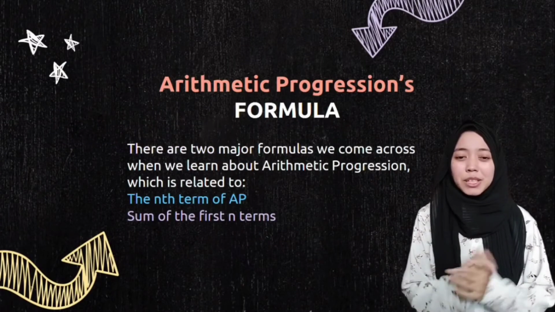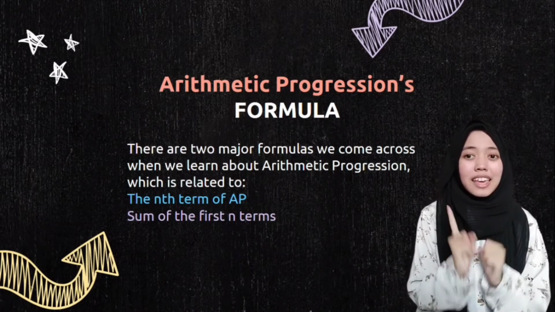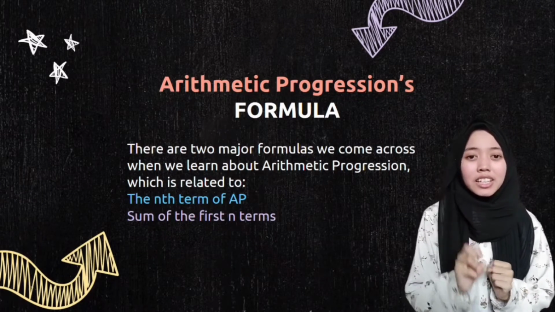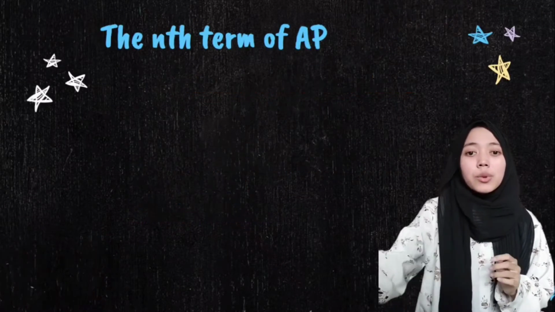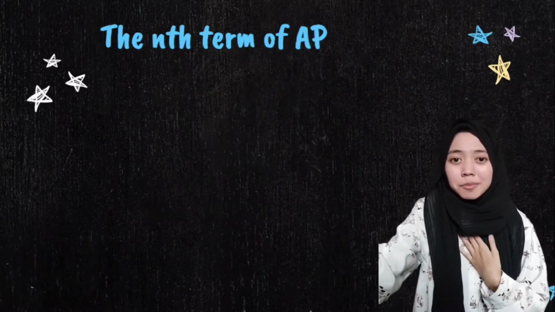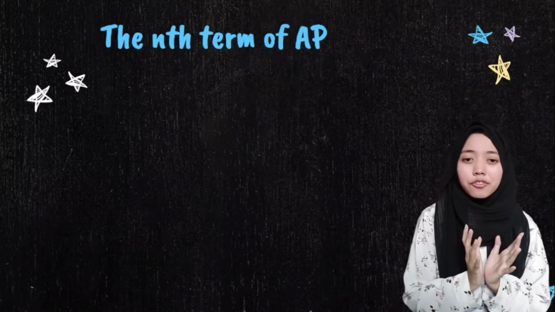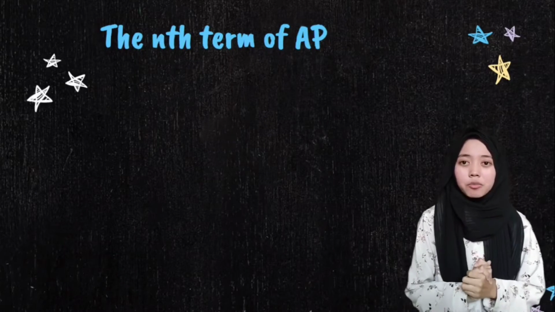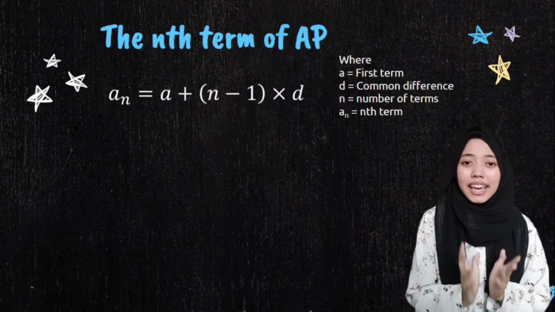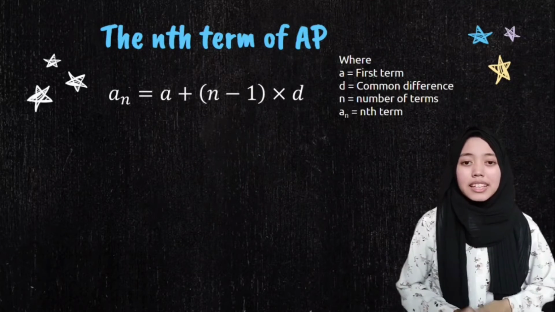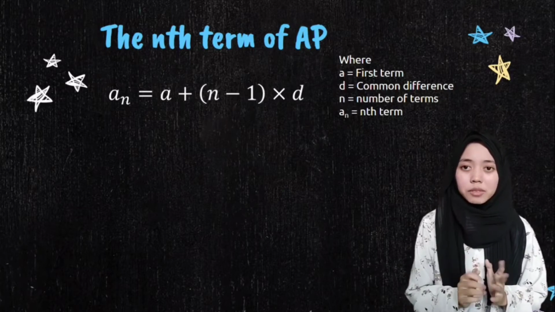And in arithmetic progression, we have two main formulas. The first one is the nth term, and the second is the sum of the first n terms. We will learn the nth term first. The nth term of an arithmetic progression has the formula a plus n minus 1 times t, where a is the first term, t is the common difference, and n is the number of terms.